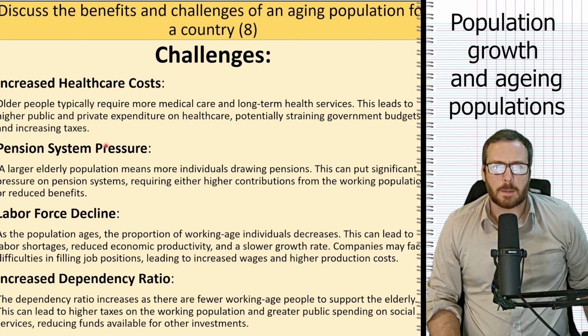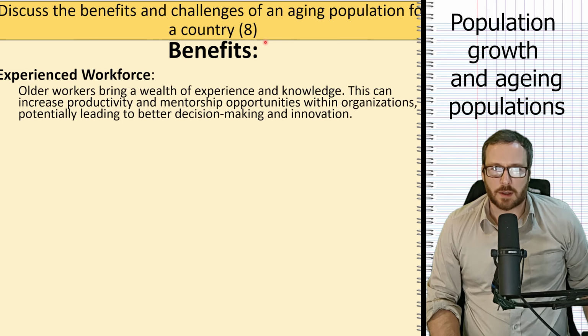The problems. As people get older, there are going to be more healthcare costs funded by the government, more pension costs funded by the young, and less labour force as the population ages, so they're going to have to rely on immigration. Increased dependency ratio, the old require the young. What about the benefits though?